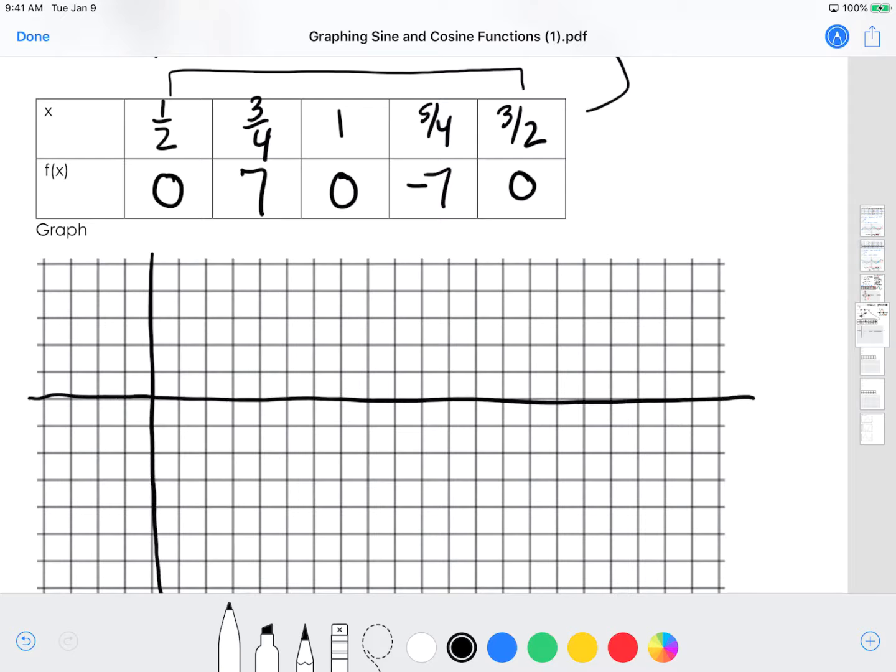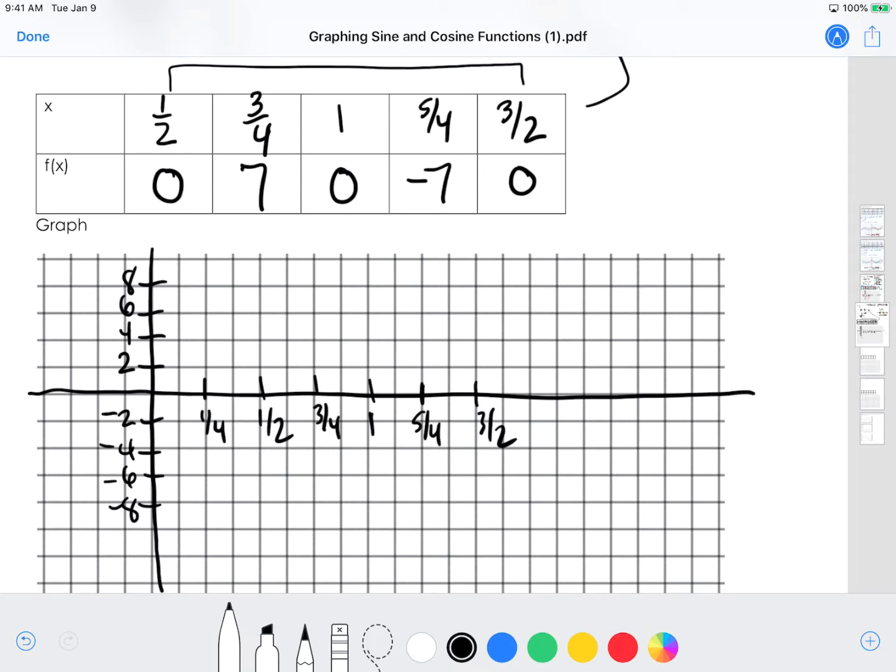Okay, so let me draw my scales. Now on the vertical scales, I'm going to go by 2 since we're running out of room, since we go all the way up to 7. I'm going to make this 2, 4, 6, 8, and 2, 4, 6, 8 negative. Okay, now since my scale is 1/4, I'm going to go by 1/4. So I have 1/4, 1/2, then 3/4, then 1, then 5/4, and 3/2. Okay, at 1/2, I'm going to start at 0.